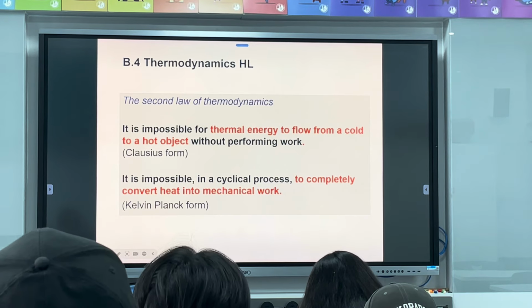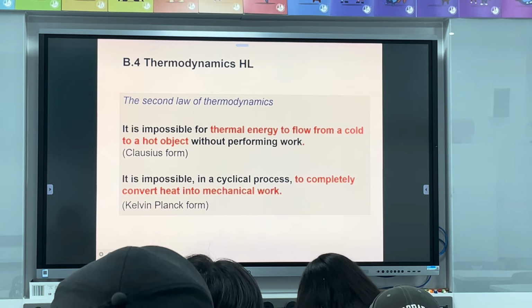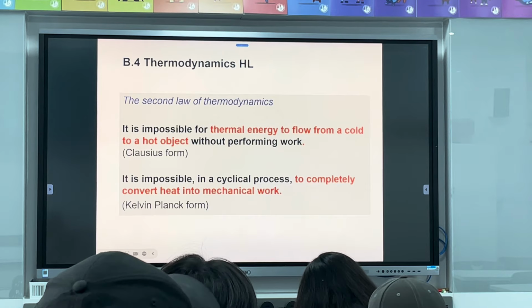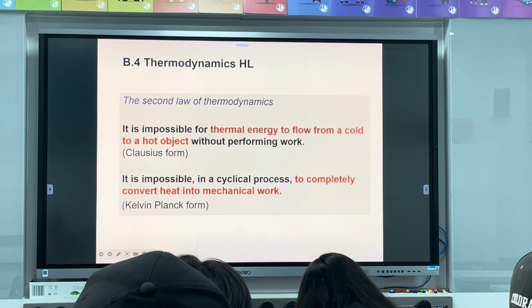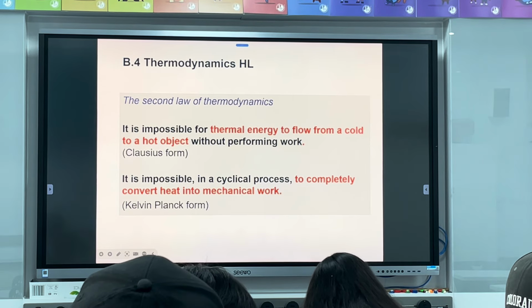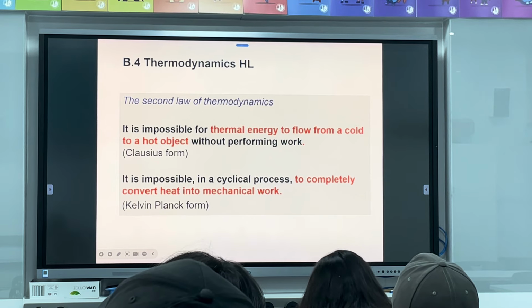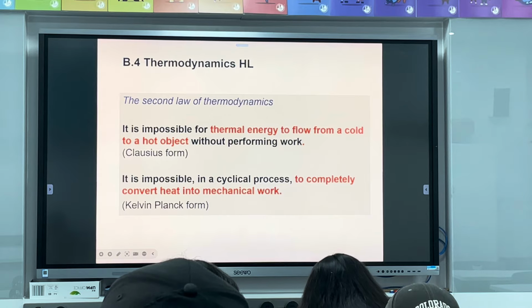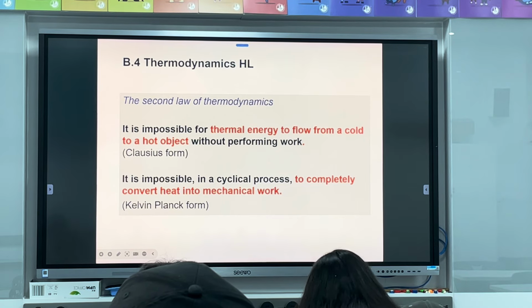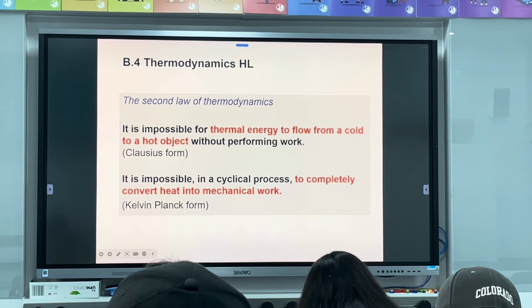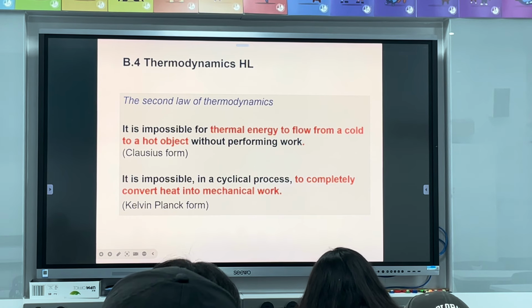The second one is that it is impossible in a cyclical process to completely convert heat into mechanical work. Even the most idealized heat engine, the Carnot engine, cannot reach an efficiency of 100%, which we're going to talk about very soon. That's the second form.